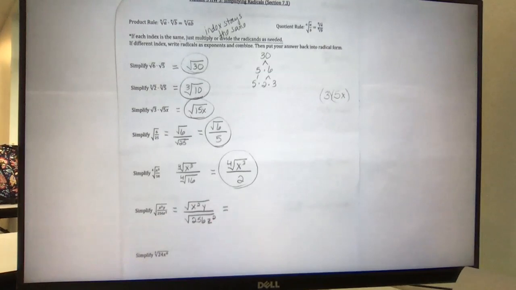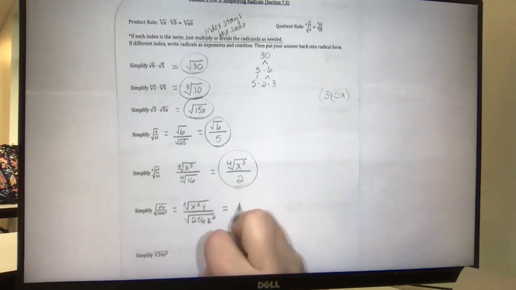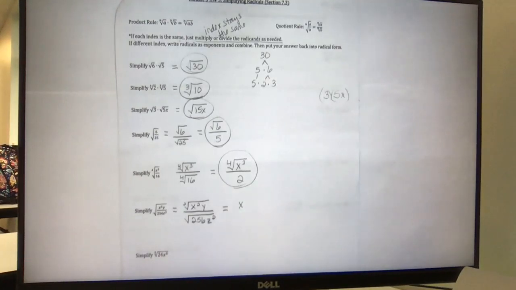Okay, here we go. So we got to test our skills a little bit. So in this top, I can reduce this. So remember, for your letters, exponent divided by index. So for my x, I have a 2. Remember, this is an index of 2. 2 divided by 2 gives me 1. So x to the 1 comes out.